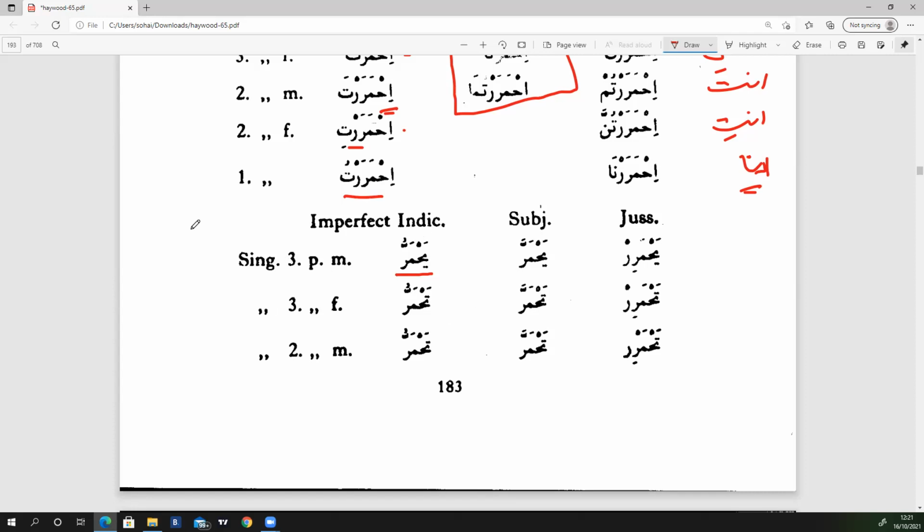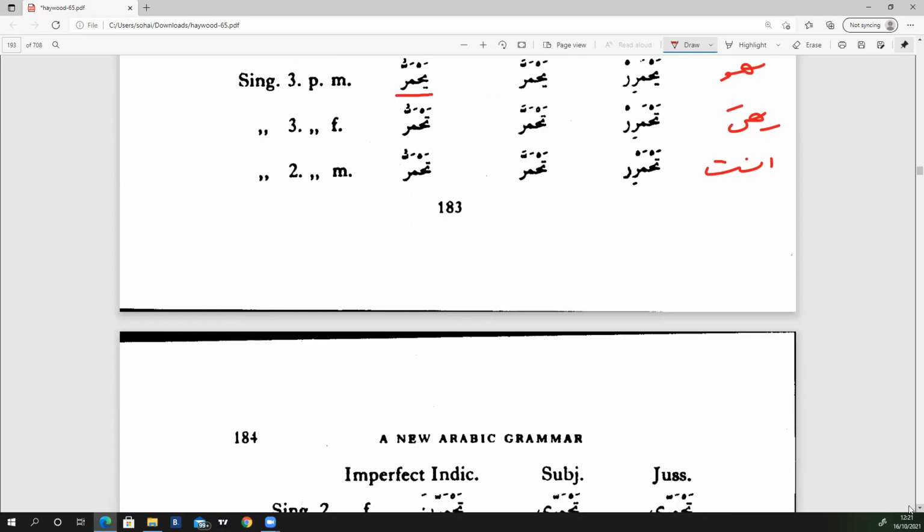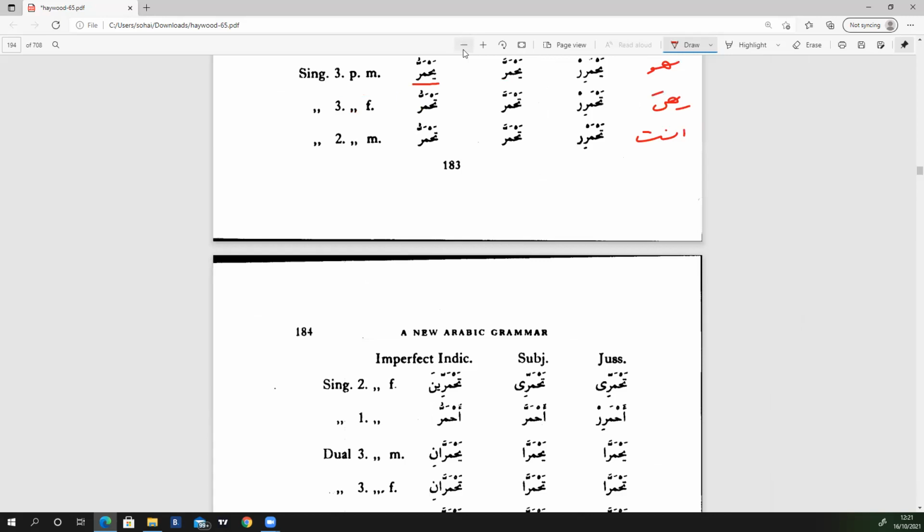So then he does imperfect. Again, imperfect mudari, he's doing mudari. So huwa, hiya, anta, anta, anti, this is ana.